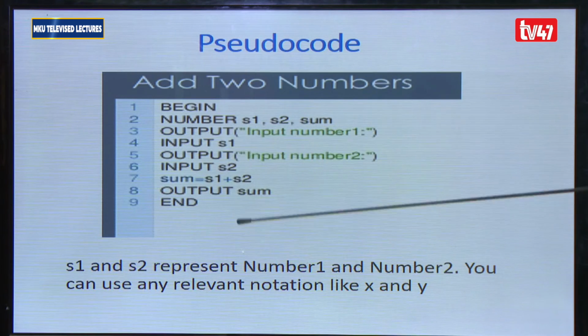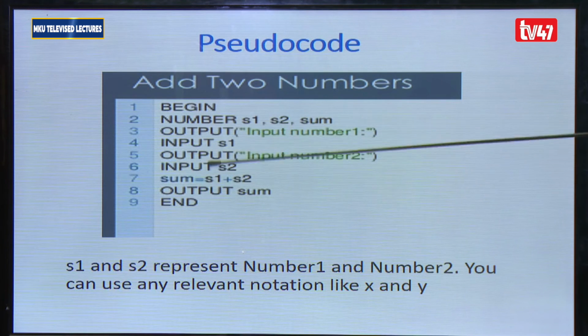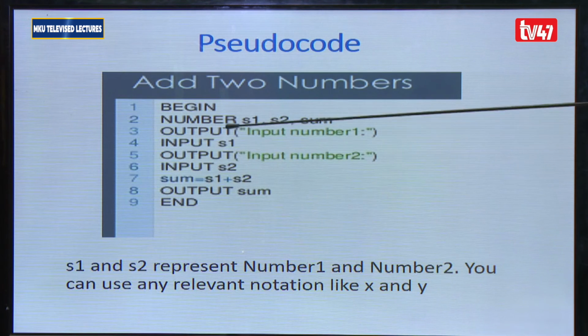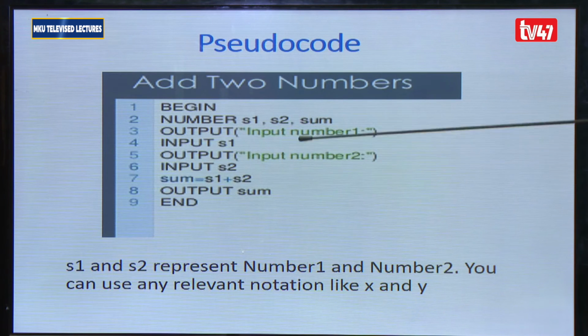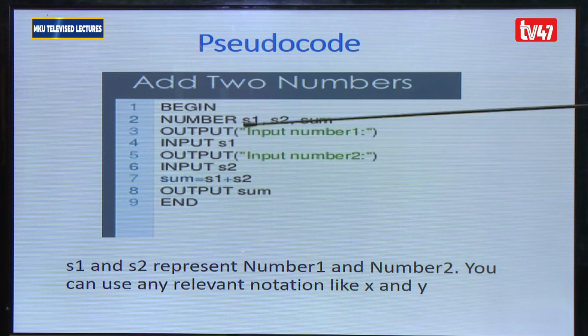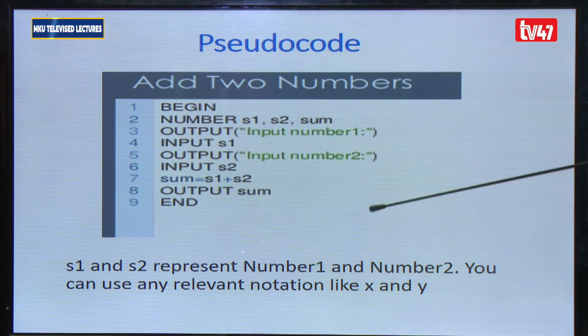A pseudocode, we have said, is based on English words. You can begin somewhere and end somewhere, and this must appear somewhere. Begin, you start somewhere and stop somewhere. So we have number one, number two, and number three. You can declare these items. Sum is a number. S1 can represent number one. S2 can represent number two, no problem.